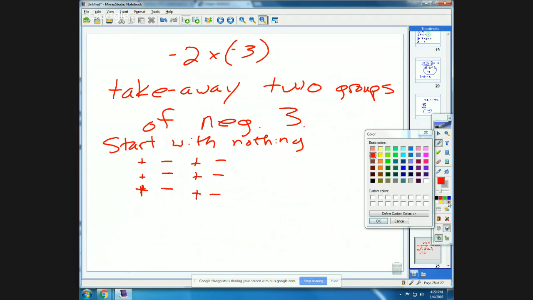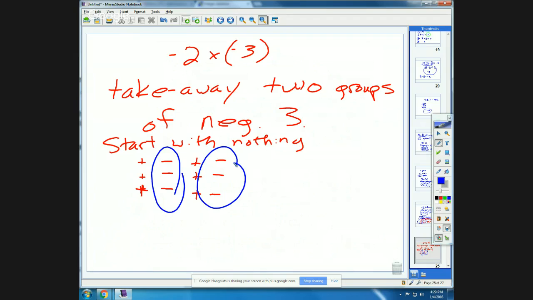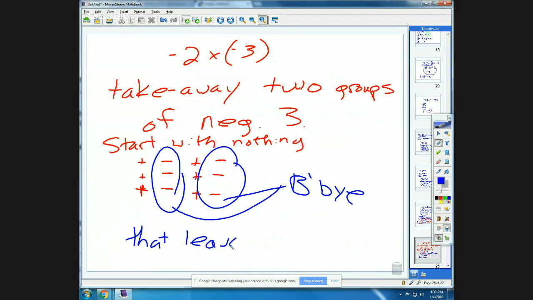Now can we take away 2 groups of -3? So let's switch colors. Geez, that's a lot of colors. That one, okay. So let's see, that one, divide. What does that leave? Positive 6. Is that appropriate?